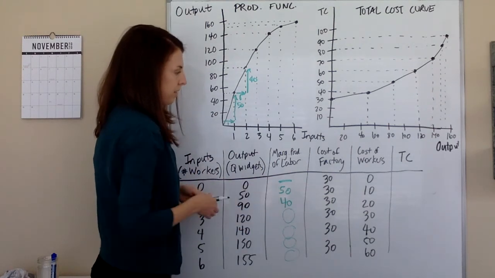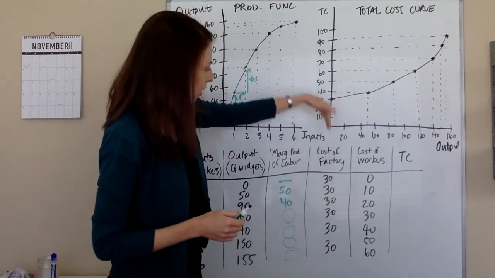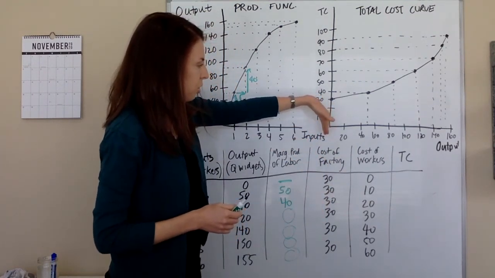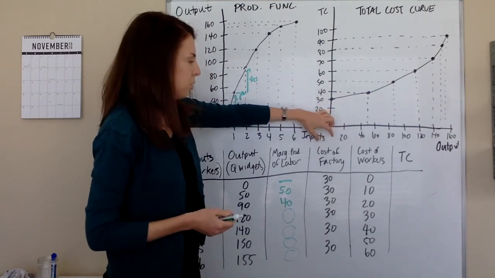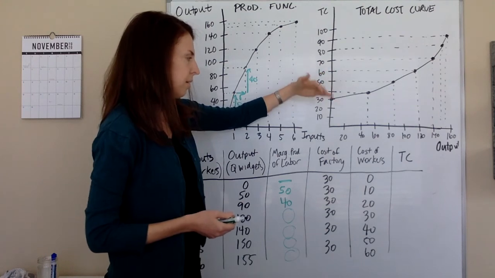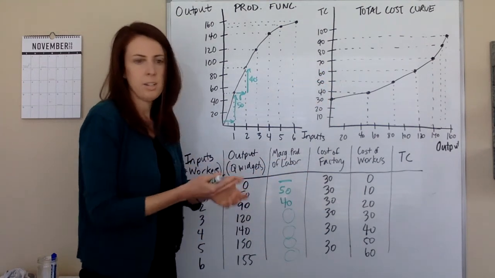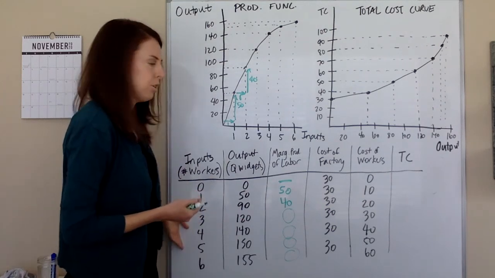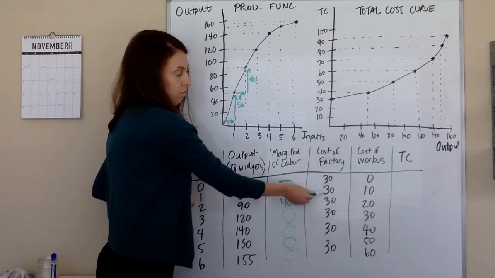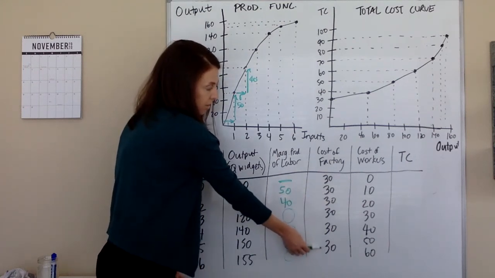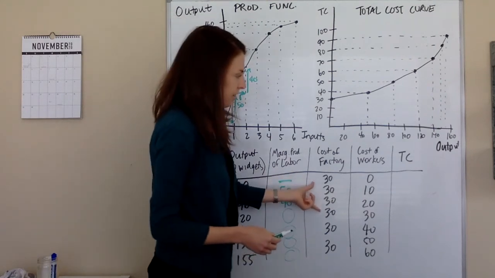Okay, the next part of this is I have some more numbers in the table for you. This next column is going to tell us how much the cost of a factory is. So suppose that it costs this company $30 to rent a factory, and you just pay rent no matter how much you're making in the factory. So if you're not making anything, rent's $30. If you're making 1 unit, rent's 30. If you're making 6 units, rent's still 30. Okay, so this is going to be a component of their cost.